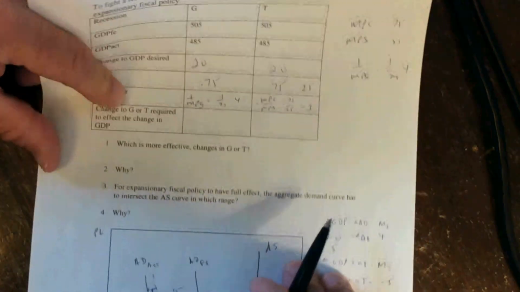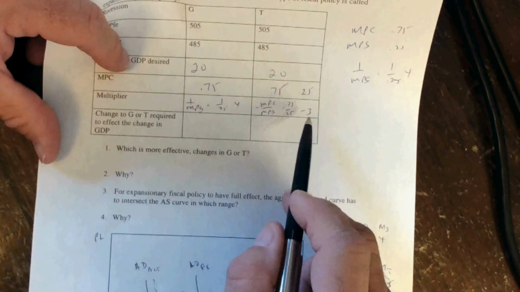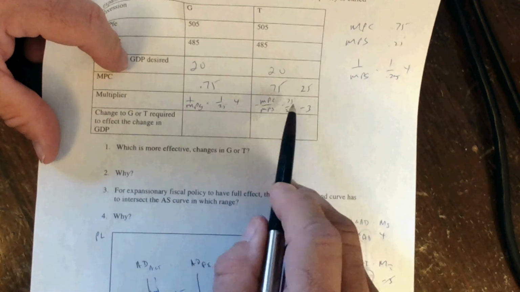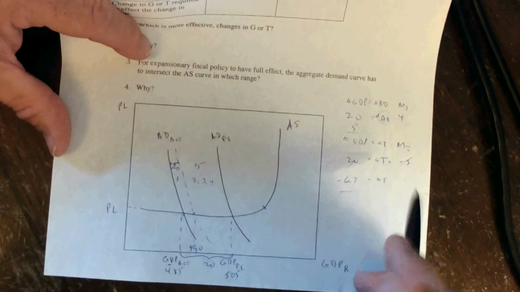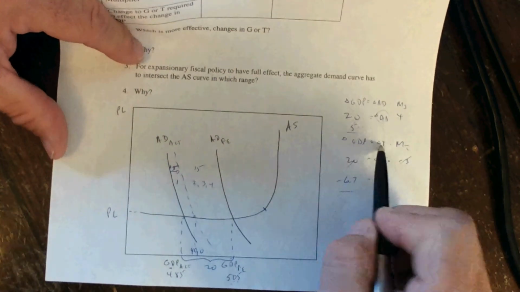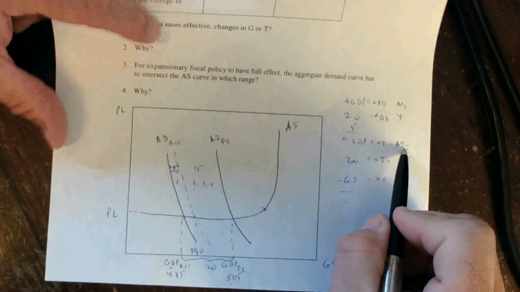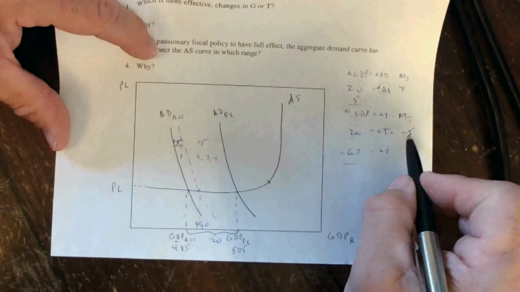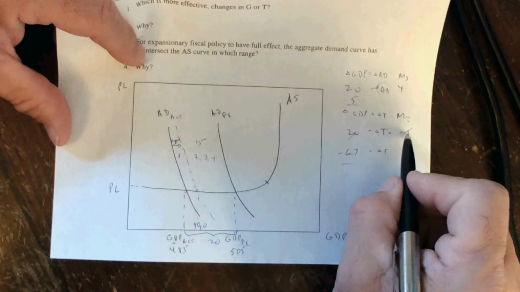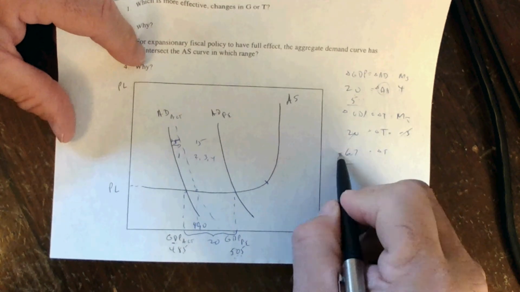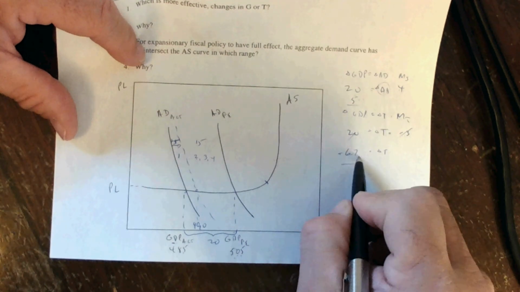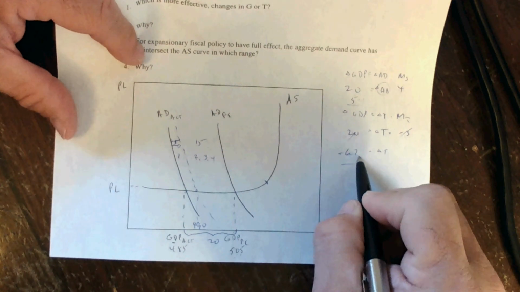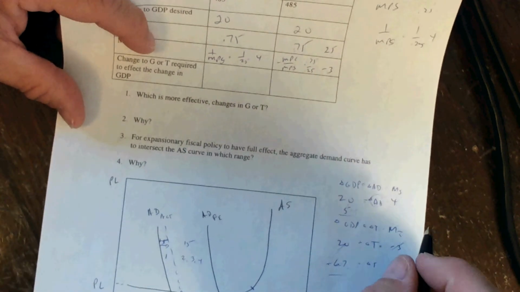If we want to accomplish the change with a change in taxes, we need to, instead of using the spending multiplier, use the tax multiplier. The formula is very similar. Change in GDP equals change in taxes times the tax multiplier. We know we still want to change GDP by 20, 485 increasing it to 505. Tax multiplier is a negative 3. 20 divided by a negative 3 gives us a tax reduction, a negative tax change of 6.7. So, we notice that the change in taxes has to be larger than the change in spending.